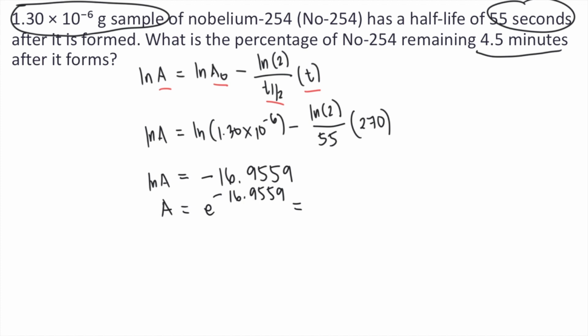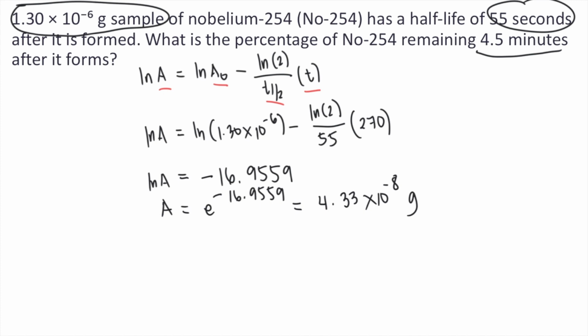Look for e in your calculator, raised to negative 16.9559. And that's equal to about 4.33 rounded off times 10 to the negative 8. So this is A, the final amount. So this must be in grams.